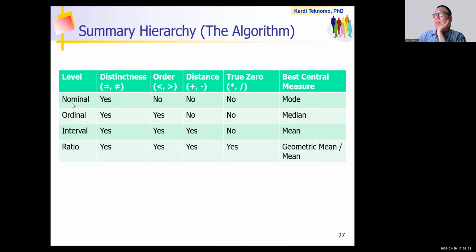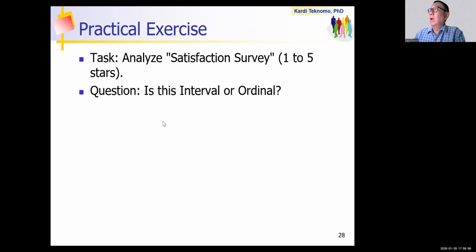Nominal data type only has distinctness. Ordinal has both distinctness and order. Interval adds distance, while for ratio you will have all four attributes. And these are the best central tendencies: mode, median, and mean. In ratio type, you can have the geometric mean, which you cannot do in interval.